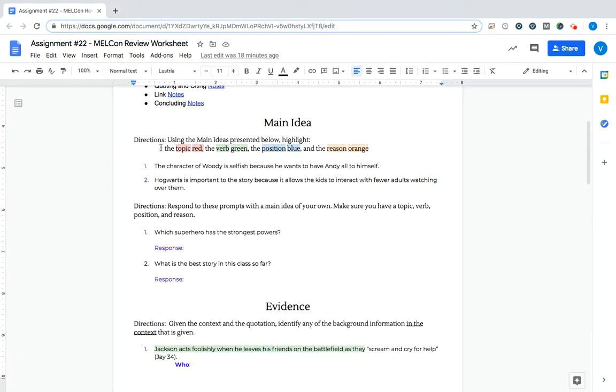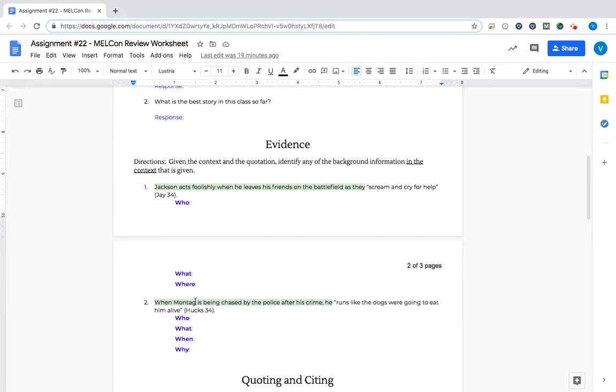Main idea. So this is our first part, the M. Using the main ideas presented below, highlight the topic red, the verb green, the position blue, and the reason orange. So for one and two right here, you have full main idea sentences. You're just showing which part of each sentence is which based on your highlighting. And then down here, the second part of the main idea, so a different task for the same idea. Respond to these prompts with a main idea of your own. Make sure they have a topic, verb, position, and reason. So you're just writing your own main idea sentences to these two questions here.